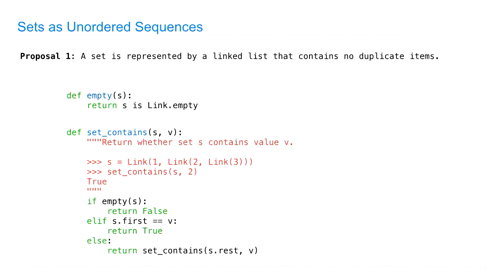So you check S dot first. If it's V, that means V's in the set. Otherwise, it's not the first element, but it could be somewhere else, so we have to check the rest of the set. We can do that recursively by just saying the value of set contains S V is the same as the value of set contains S dot rest V, assuming we've made these two checks already. This is a very typical recursive structure for processing a linked list. Check if it's empty, do some stuff with the first, make a recursive call on the rest. It almost always looks like that.